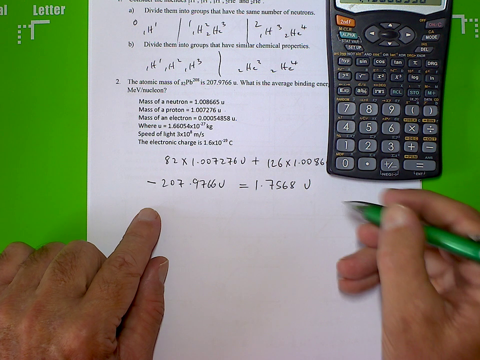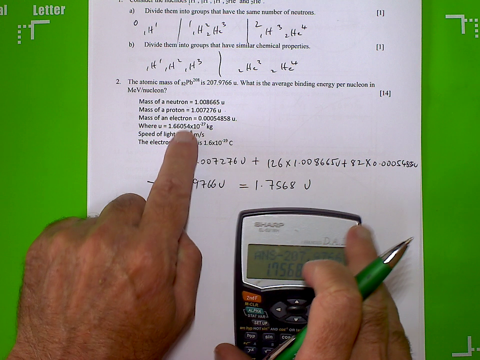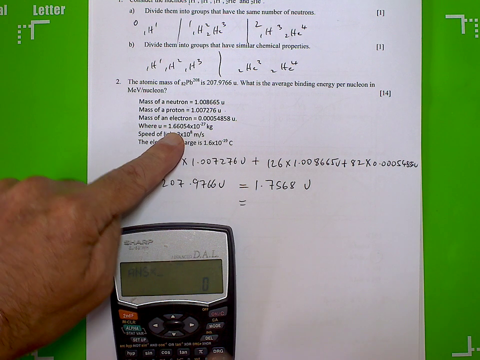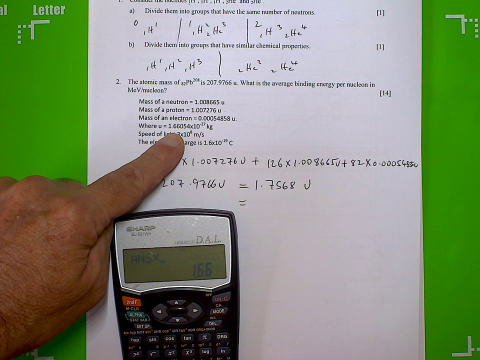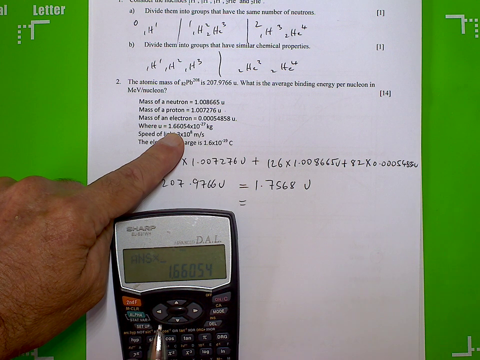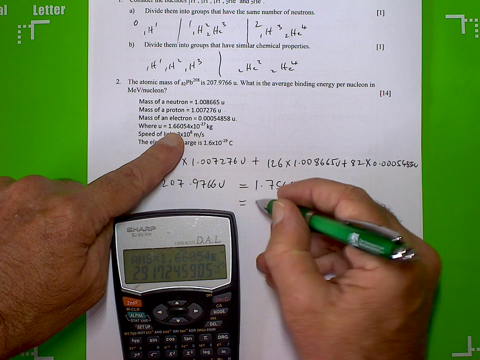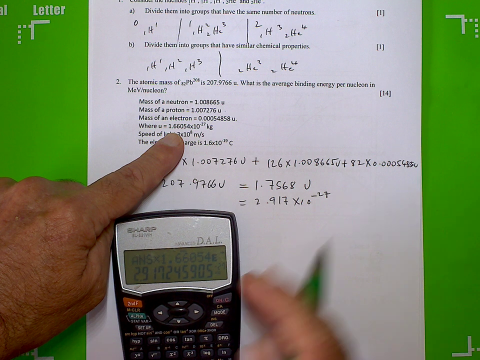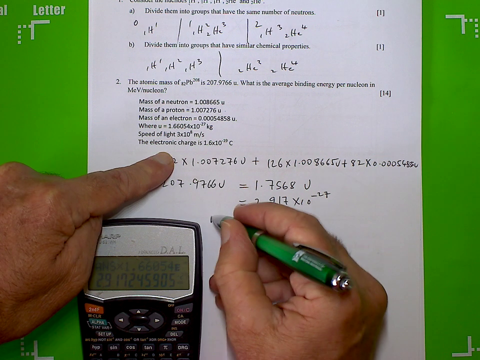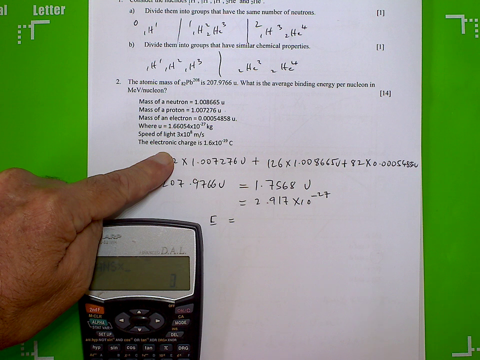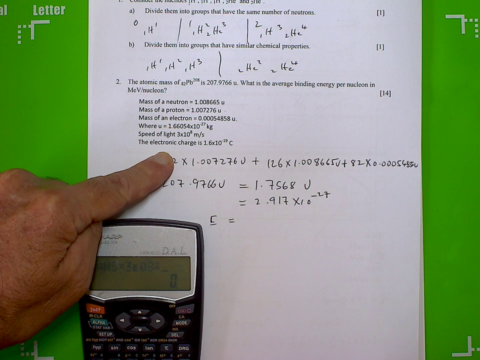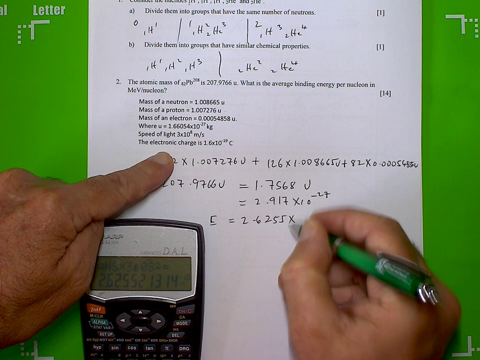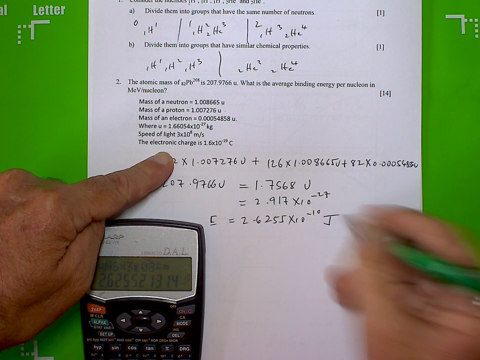I've got to convert it to kilograms, so I times that by 1.66054 times 10 to the minus 27 equals, I get 2.917 by 10 to the minus 27, and then I've got to times it by c squared. Therefore energy equals times 3 times 10 to the 8 squared equals 2.6255 by 10 to the minus 10 joules.